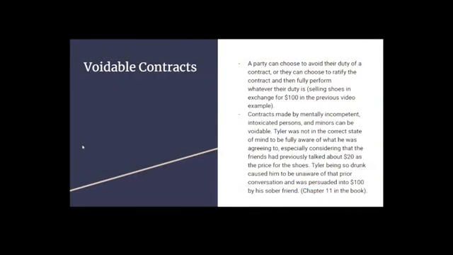The previous video demonstrated a situation where a contract may become voidable. In order for a contract to become voidable, some requirements need to be met. So, what are those requirements? First of all, let's just talk about the necessities for a valid contract. So, a party can choose to either avoid their duty of a contract, making it voidable, or they can choose to ratify the contract and then fully perform whatever the contractual duty is.